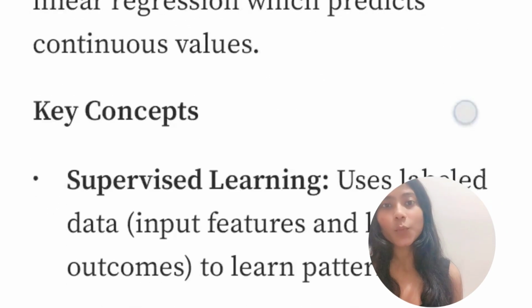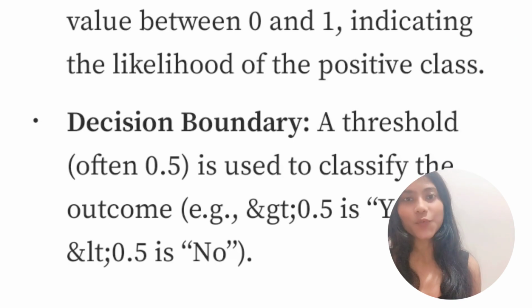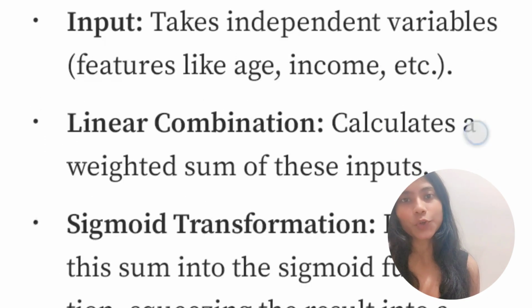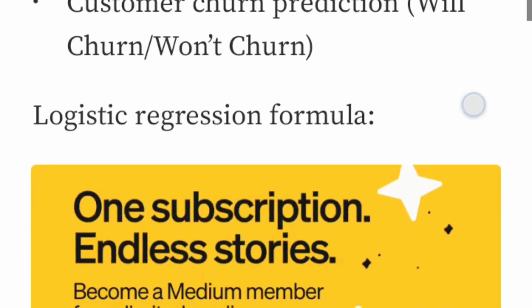Logistic regression is used everywhere, like spam detection, medical diagnosis, credit approval, customer churn prediction. Even though it's simple, it is very powerful and widely used.